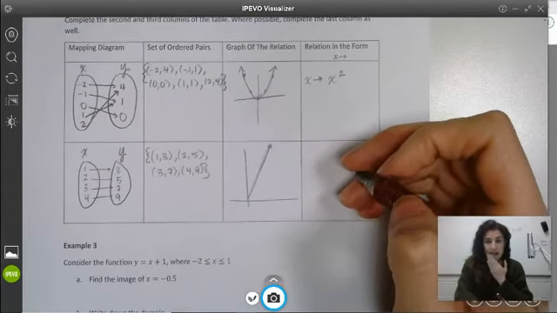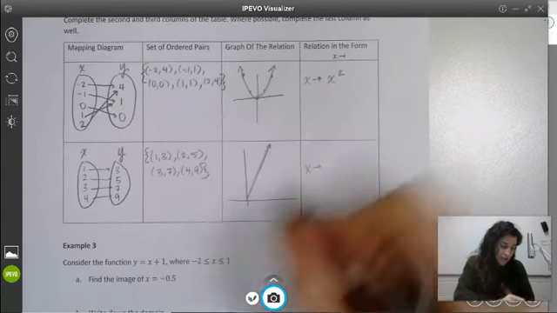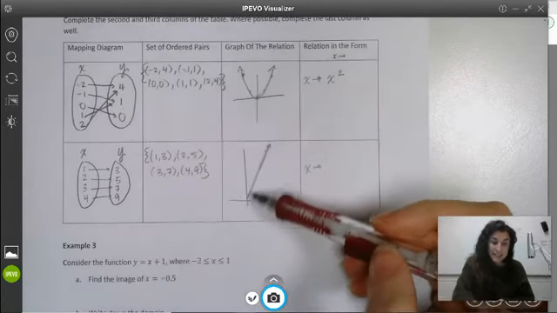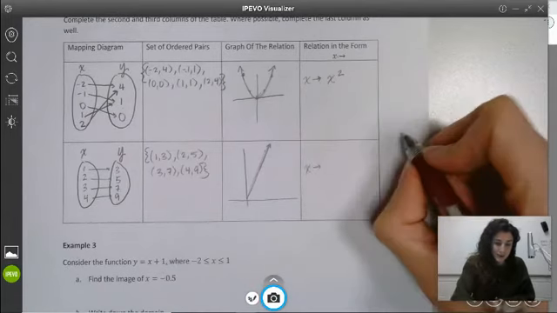And then I want you to try and take a stab at it. What would be an equation that represents this relationship? It is a linear relationship. So how do we write equations of lines? You got this. You can do it.